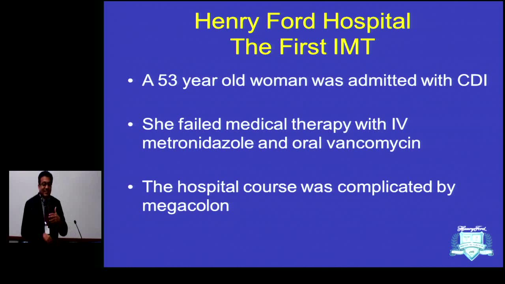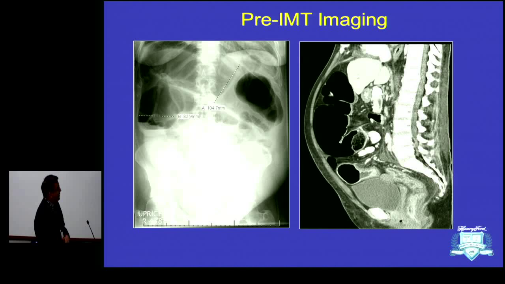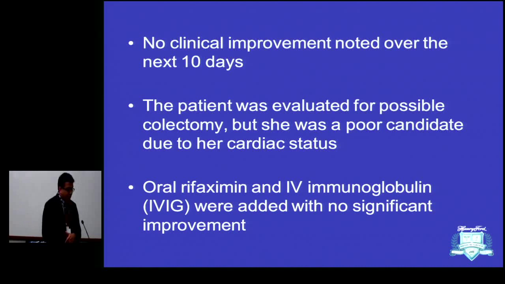So this is the very first fecal transplant patient that I saw in May of 2010. This is a 53-year-old woman who was admitted with C. diff infection. She failed medical therapy with IV metronidazole and oral vancomycin, was treated for about 10 days. Her hospital course was complicated by megacolon, not really toxic, but definitely megacolon. And you can see the X-ray on the left-hand side and the CAT scan, she had huge colonic diameters and circumference. So there was no clinical improvement noted over 10 days. So the patient was evaluated for possible colectomy, but she had such a poor cardiac status, they felt that she wouldn't survive the surgery. Oral rifaximin and IV immunoglobulin were added without any significant improvement.